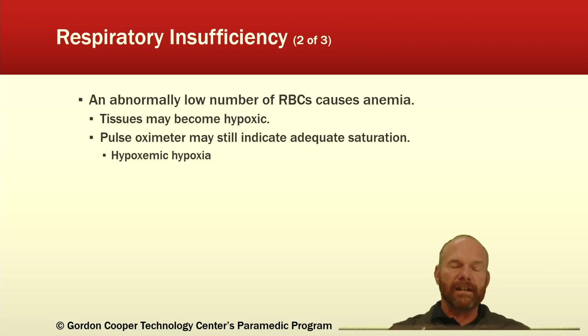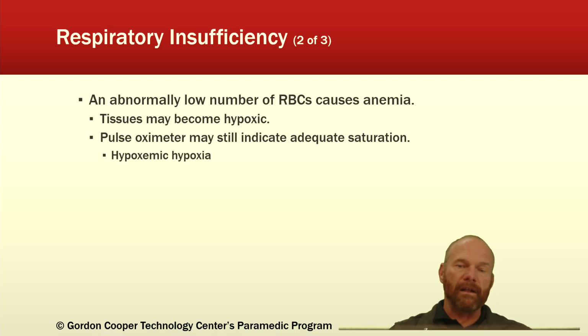However, there can be an impact on tissue oxygenation because of these decreased red blood cells. So tissues can become hypoxic, so we're saying they're deprived of adequate oxygen. So even if a pulse ox indicates adequate oxygen saturation, tissue hypoxia can still occur. So this phenomenon is referred to as hypoxemic hypoxia.